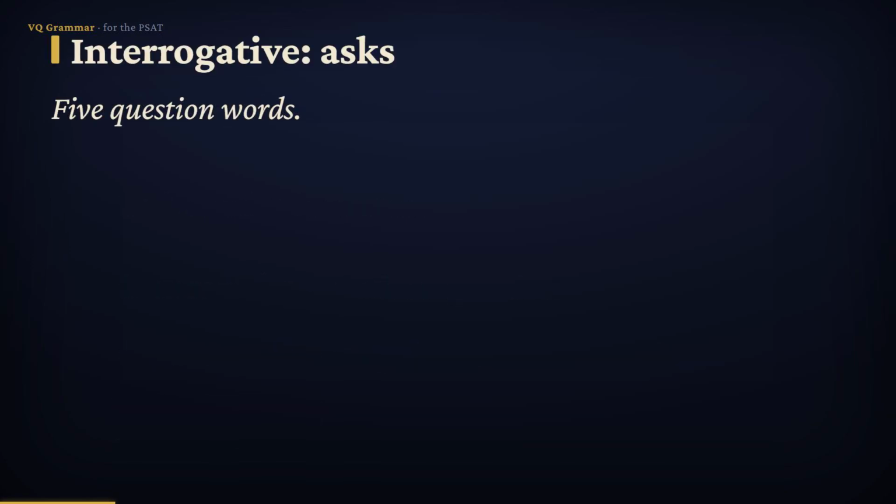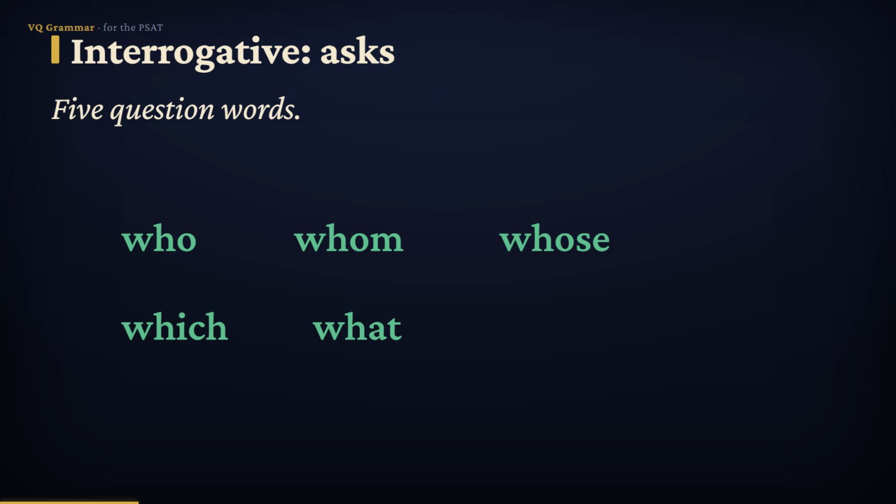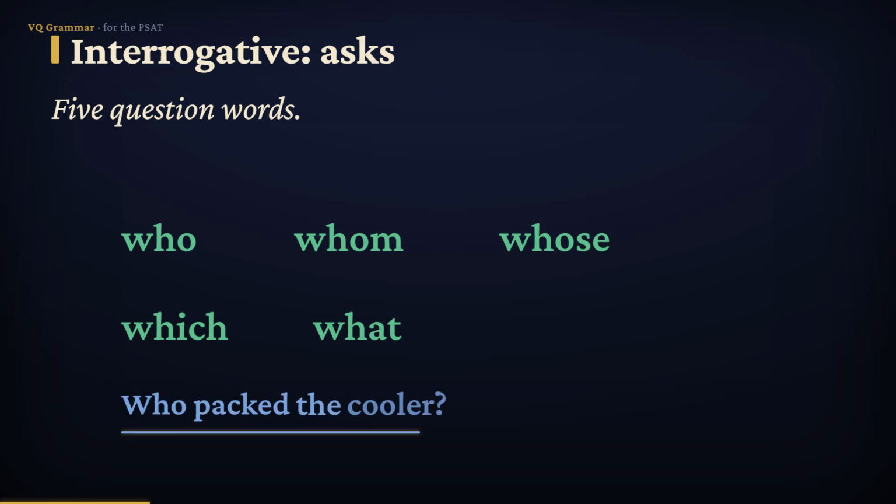Let's meet the question family first. There are just 5 interrogative pronouns: who, whom, whose, which, and what. You already use them every day to start a question. Listen. Who packed the cooler? That word who opens the question and stands in for a person we don't know yet. Use who when it's the subject and whom when it's the object. Whose asks about ownership, and which and what ask you to pick or name a thing.